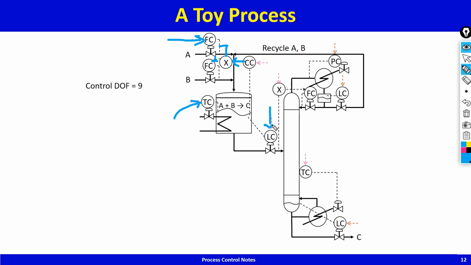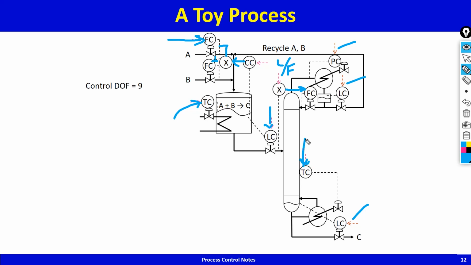Then on the column you've got the pressure controller, the top level controller, bottom level controller, and then you've got L by F ratio. This is L by F ratio, reflux to feed ratio. So you take the feed rate, multiply it by the L by F multiplier, and that sets the set point of the flow of the reflux flow controller. Okay, so you're fixing the L by F ratio.